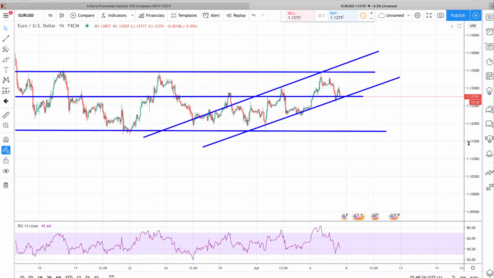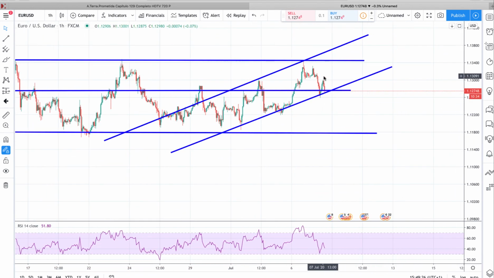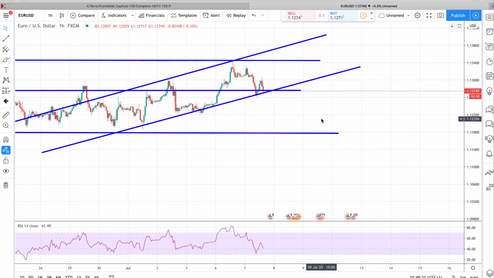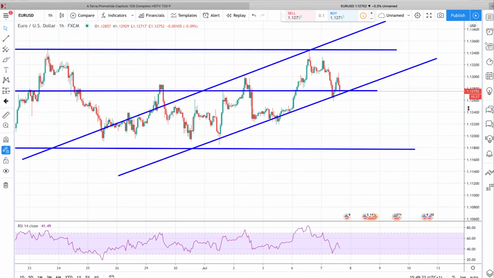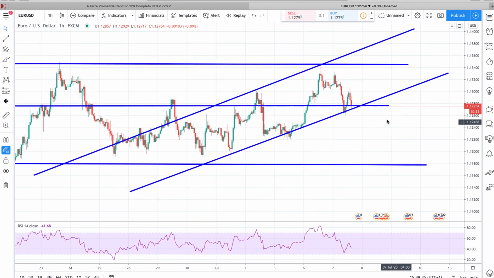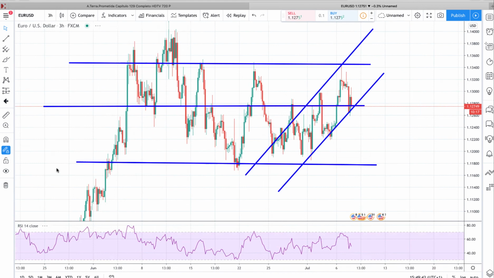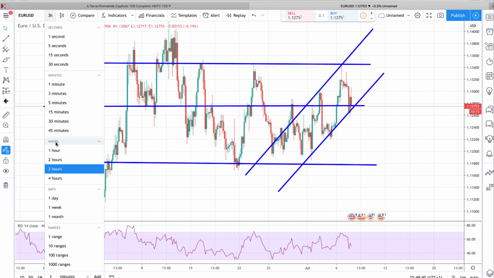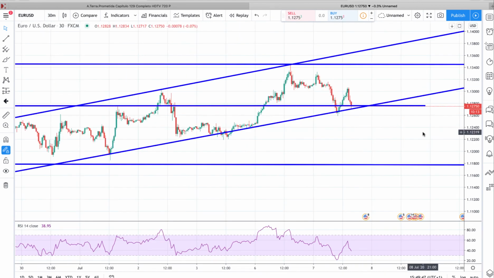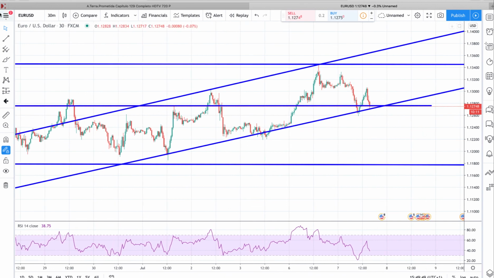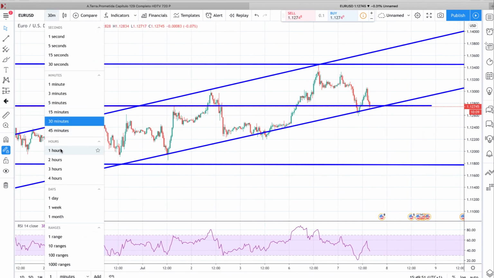But then again, if you're going to take this trade now towards the downside, you just need to be a little bit careful because, oh, hang on a second. Oh right, I think I did the analysis, the other one for 30 minutes, and this one for 1 hour. Yeah, so let's go back.